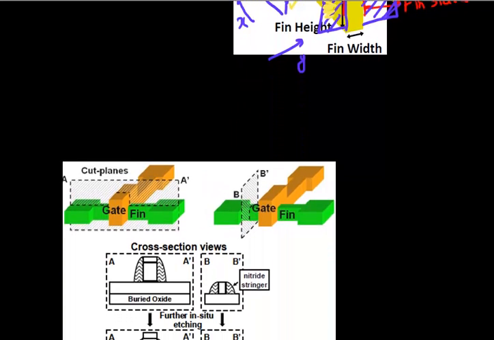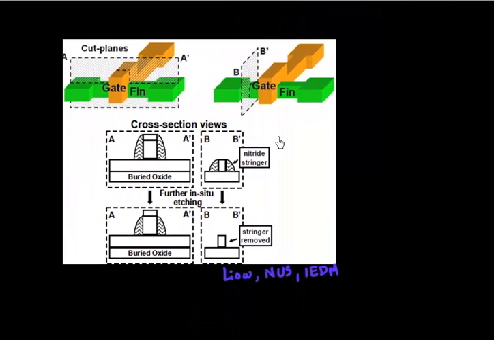So here I'm illustrating this same phenomenon. To illustrate it better, I've borrowed this figure from this paper, and they have illustrated this problem by taking these two cross sections. They have taken a cross section along this plane, which is the plane where I want to make a spacer around my gate sidewalls, and then they have taken a cross section along my fin, and I don't want to make a spacer along this sidewall.